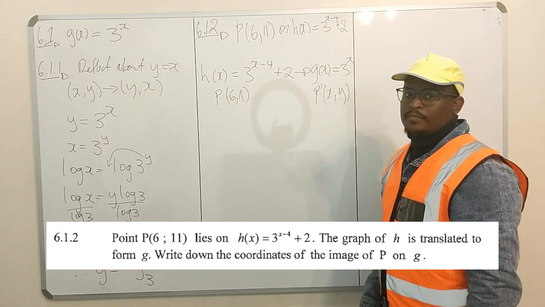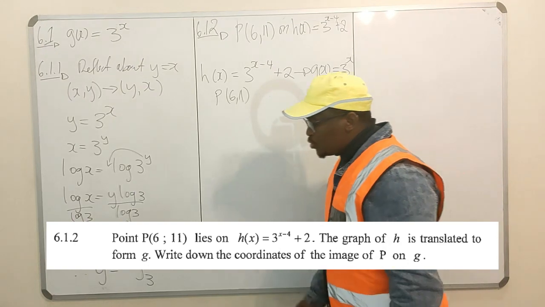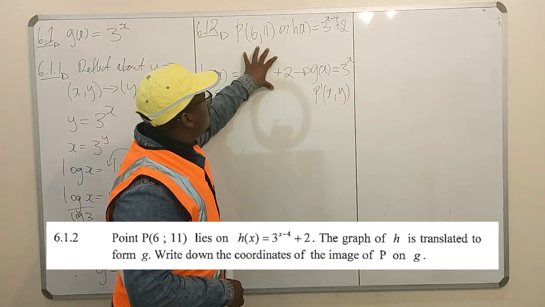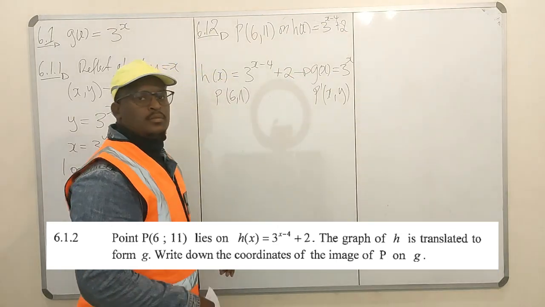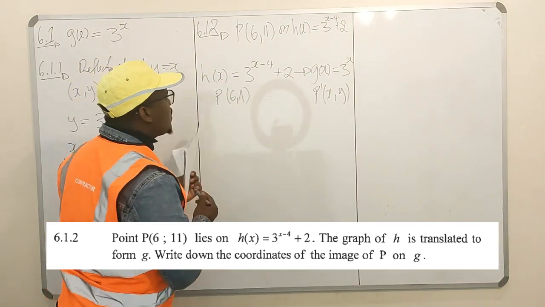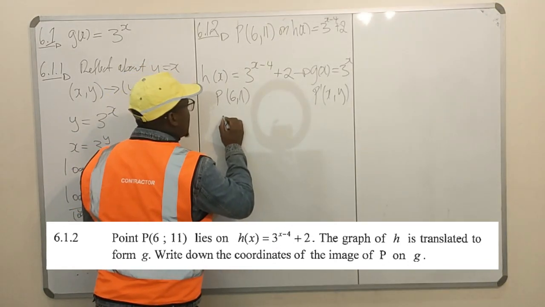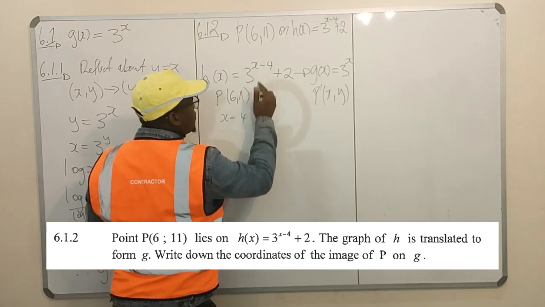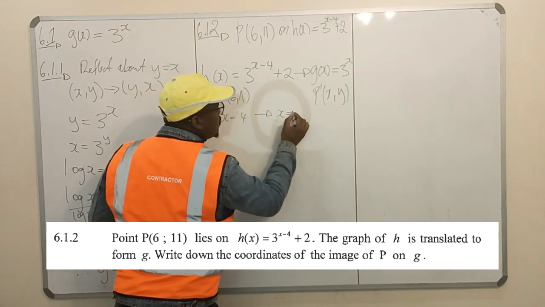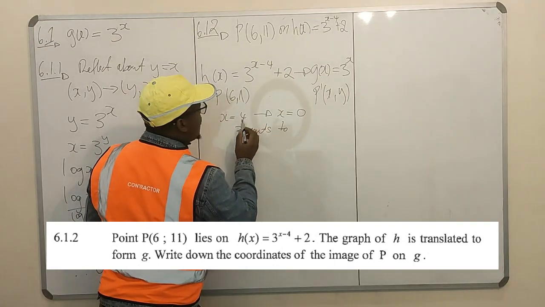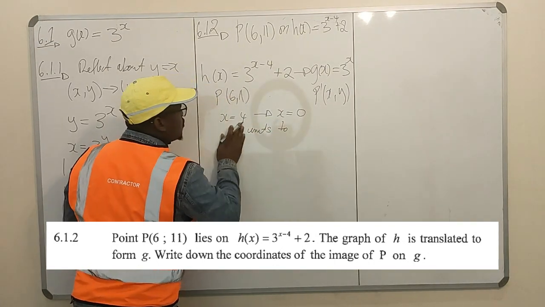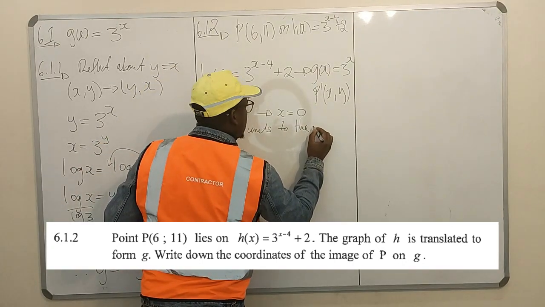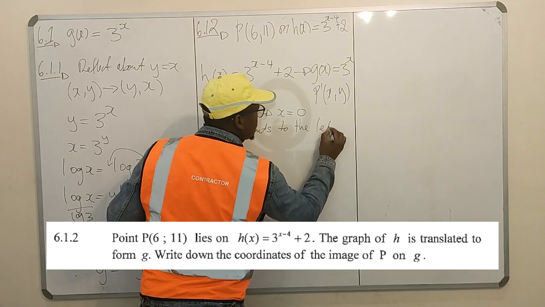So what you should ask yourself is what transformations were applied here to move from this point to that point. So you say, okay, we move from x is equal to 4 to x is equal to 0. From x equal to 4 to x equal to 0, this is 4 units to the left.